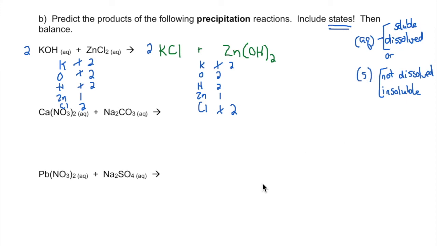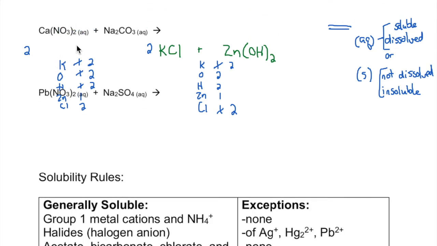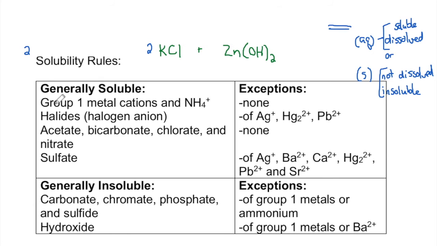So how do we know if something is soluble or not? Let's take a look at our solubility rules. A little bit lower down here, we have a solubility rules table. So the way that we read this table is that we have certain things that are generally soluble. Included in that are group 1 metals and ammonium ions. So these are generally soluble, and the exceptions to that are none. So there are no exceptions. Anything with a group 1 metal cation or ammonium as the cation will be soluble with no exceptions.